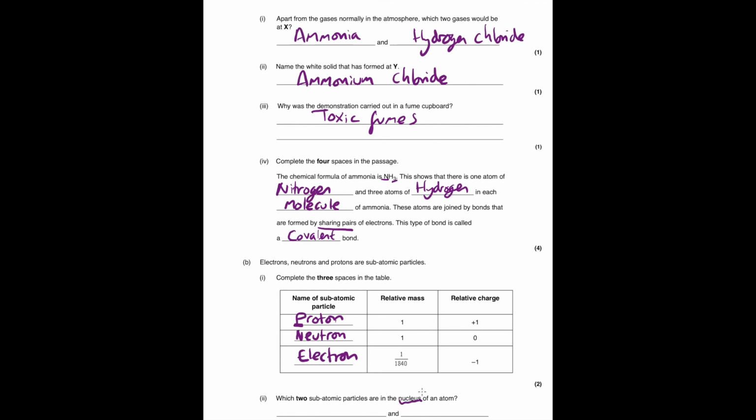Which of these are found in the nucleus of an atom? If we picture our atom and our nucleus, we have our electrons that are on our outer shells, and in the nucleus, this is where all of our mass is located. And so if we look at which particles have mass, our significant mass particles there are our proton and our neutron. So that nucleus there is positively charged because of the protons, but overall the atom is neutral because of the electrons that then balance it out.